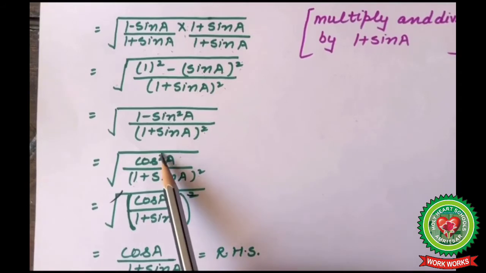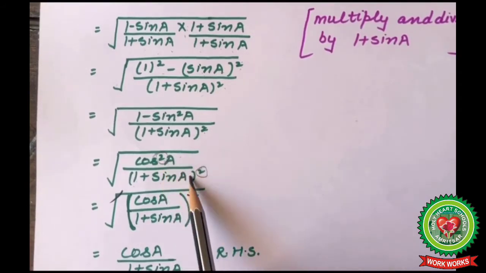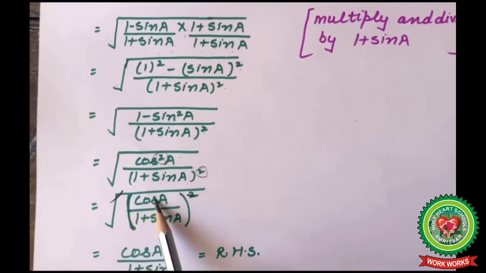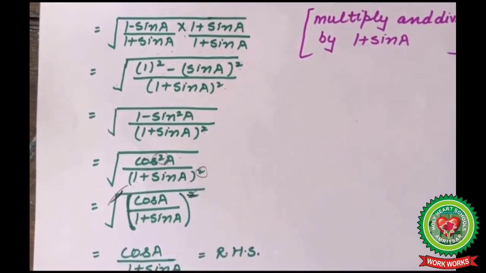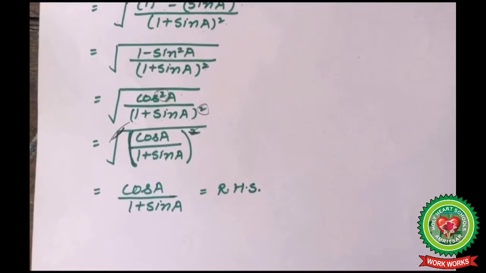Now students, we are going to take this square common from the numerator and the denominator. So on taking square common, we'll get square root of cos A upon 1 plus sin A whole square. Now this square and square root will get cancelled out. So on cancelling out, we get cos A upon 1 plus sin A, which is equal to the right hand side.